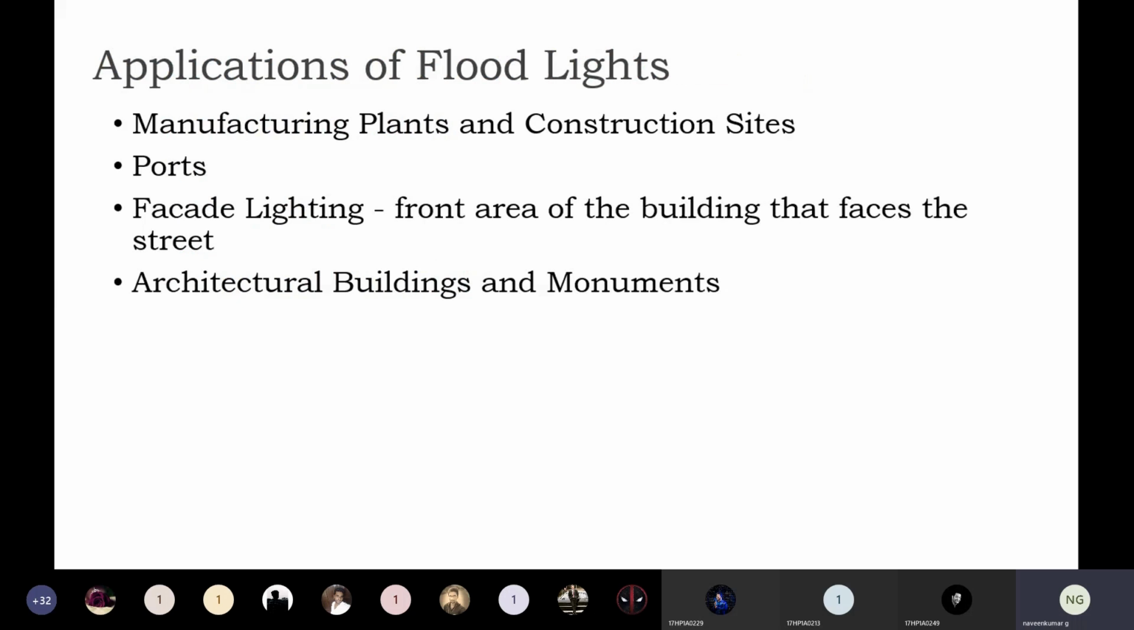And next, what are the applications of floodlights? Manufacturing plants, construction sites, ports, dockyards, shipping yards. Facade lighting. What is facade lighting? It is the front area of a building facing the street or a highway. If you want to lift its elevation, you can use floodlights. Architectural buildings and monuments of national importance, to elevate their architectural view.